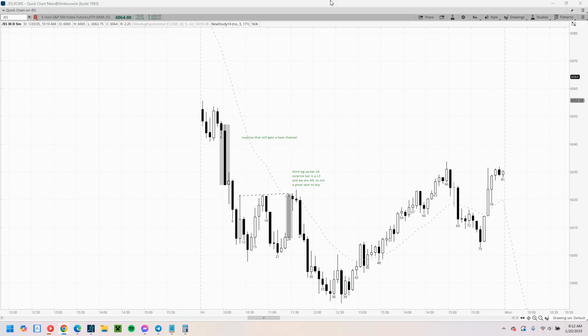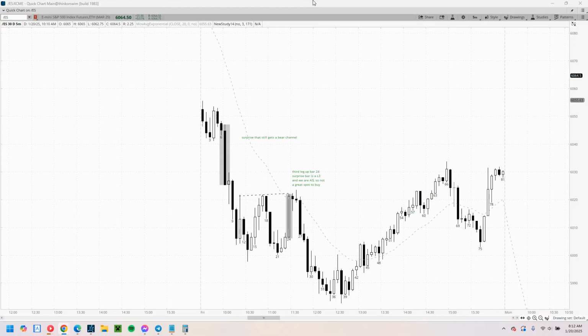We have a good example here on bar 24 of a surprise bar that is a third leg up, where we are always in short. So it's better not to buy. So 1 on bar 11, this is the first leg, pullback, 2, pullback, 3 legs up. So the pullback for the bulls, 11, 17 to 24, is 3 legs up.